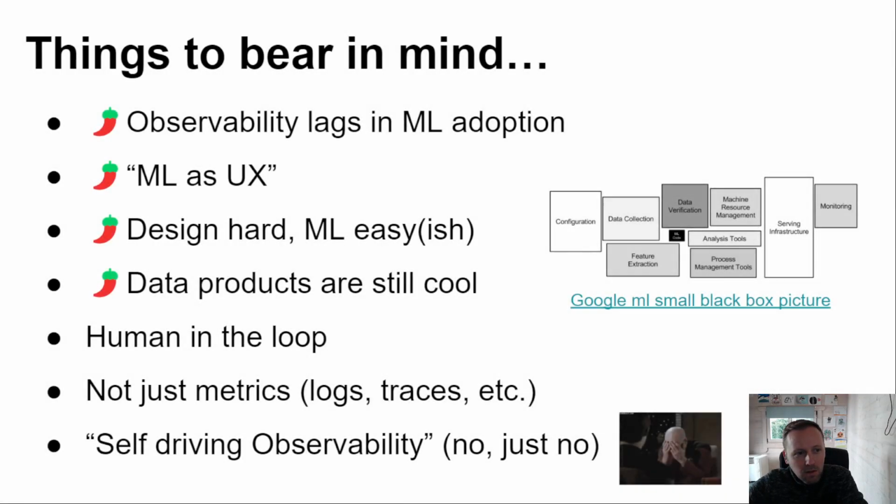There's a couple of things to bear in mind at the start. Some of these are hot takes, some of them are themes that will be present in a couple of the different use cases. So hot take number one is that observability lags when it comes to ML adoption. If you think of lots of different industries like banking, insurance, marketing, online content recommendation systems, they use ML to the core of what they do. It is the product basically in a lot of cases. And when it comes to observability, we haven't got that far yet for some reason.